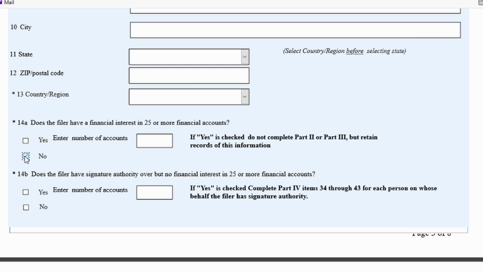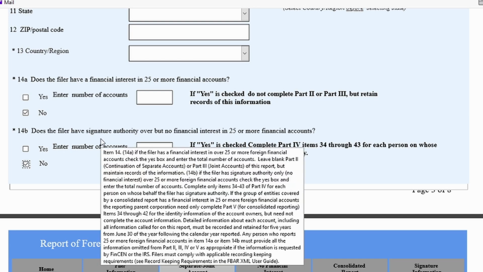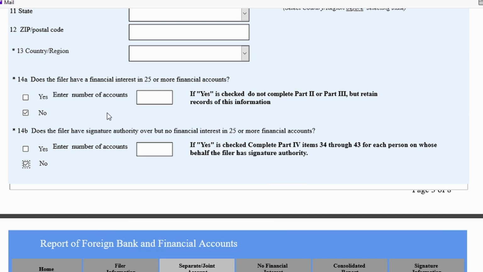And down here, does the filer have a financial interest in 25 or more financial accounts? Hopefully you put no, because if you did, that would be quite a headache. Does the filer have signature authority over but no financial interest in 25 or more financial accounts? I hit no. This could be the case if you have, say, the power of attorney of your sick mother in Canada over her accounts. You can have signature authority but no financial interest. So that's one example of that.